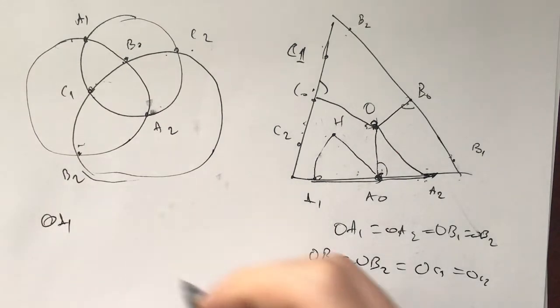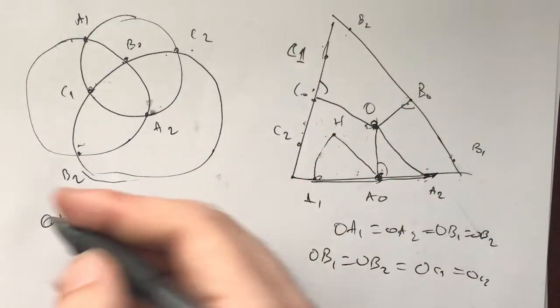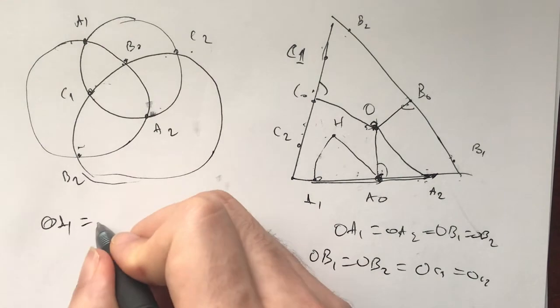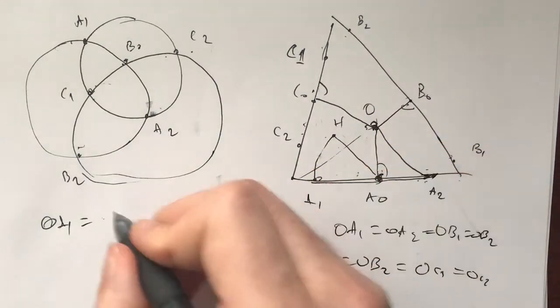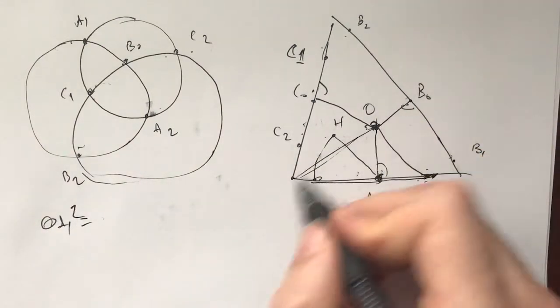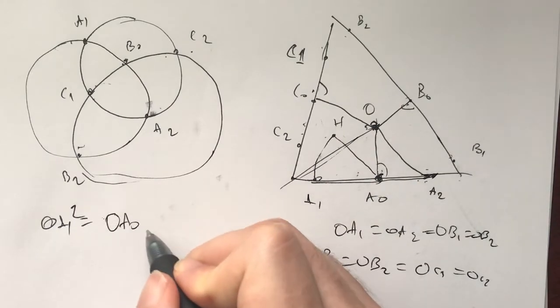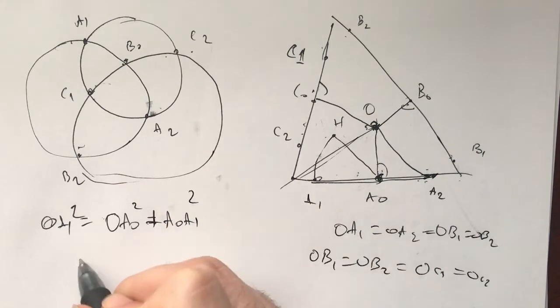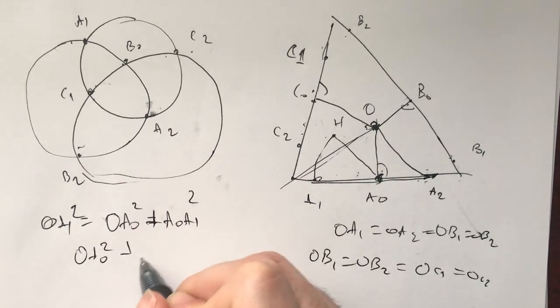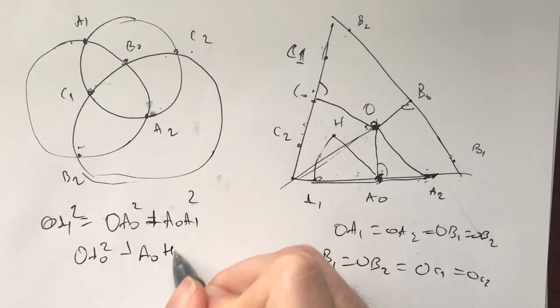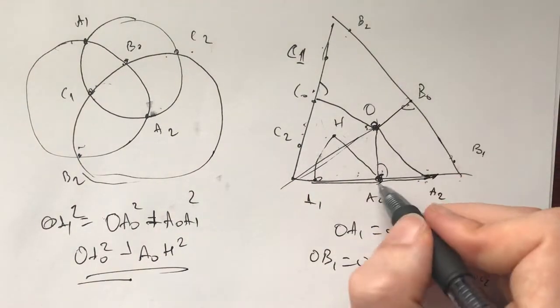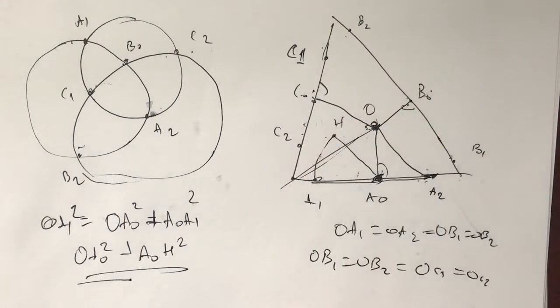OA1 is the same as OB1. And what do we need to do? Well, we need to calculate OA1. What is OA1? Well, OA1 is equal to what? The square of OA1, say, is equal to OA0 plus A0A1 squared. And this is OA0 squared plus A0H squared. And we need to prove that this is the same for B0 and C0.